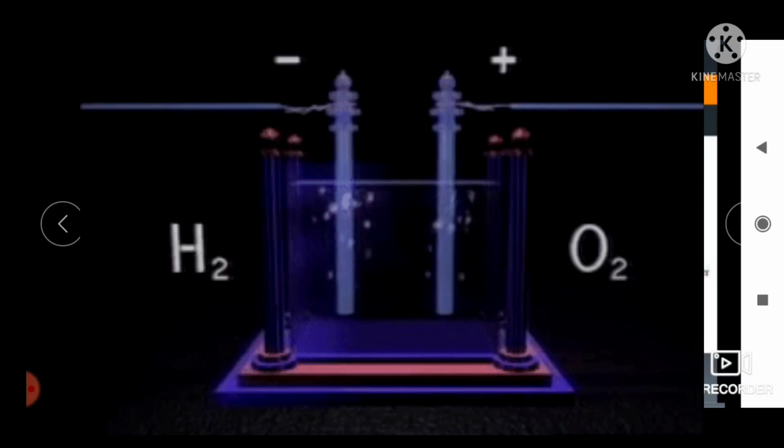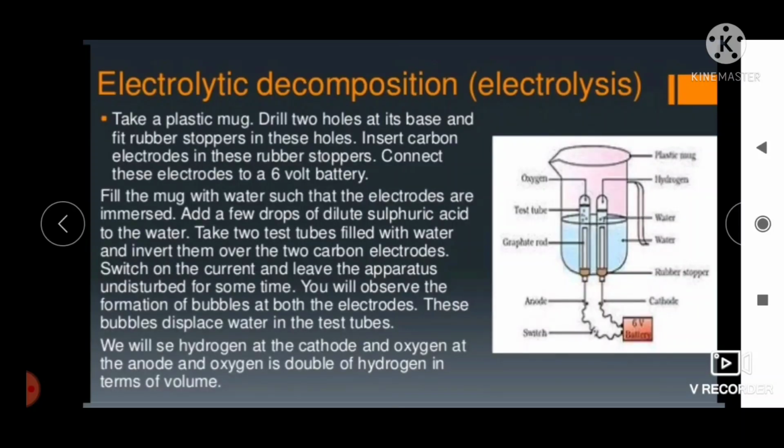When the current is switched on, bubbles of gases will appear above the electrodes in both the tubes. As a result, the water level will be pushed downwards. The gases are hydrogen and oxygen and are formed by decomposition of water on passing electric current. The equation of the reaction can be represented as 2H2O liquid on electrolysis gives 2H2 gas plus O2 gas. The volume of hydrogen collected will be double that of oxygen.